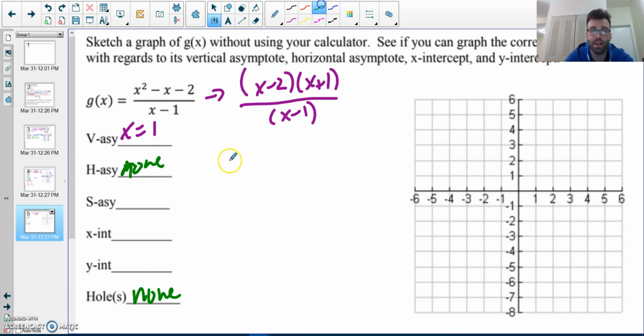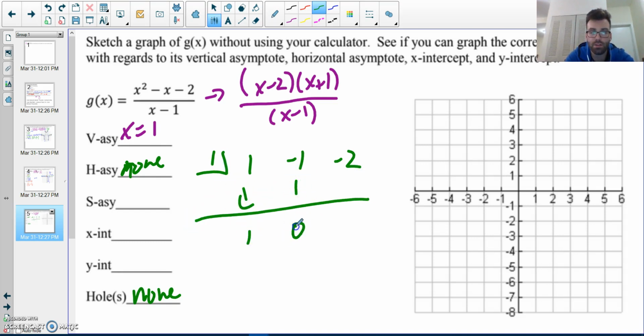So that tells me that I have to use synthetic division to find the equation of my slant asymptote. 1 comes down, 1 times 1, 0. 0 times 1 is 0, negative 2. Remember, we disregard the remainder and only care about our coefficients that will give us a linear function. So y equals 1x plus 0, y equals x is my function.